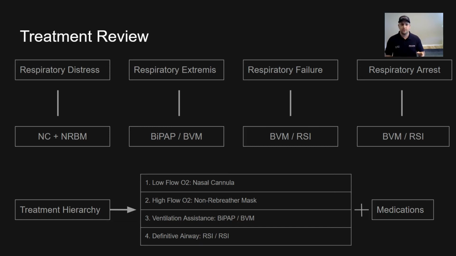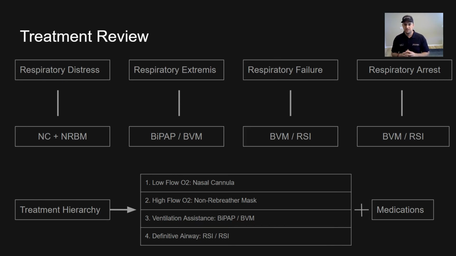What I want to point out here about the treatment hierarchy is all of these things really should be almost always conjoined with medications. I would say sometimes the respiratory distress on the very mild side of that, maybe just a nasal cannula or something like that will correct them. But generally speaking, we're going to be doing one of these 4 treatment hierarchy options with the medications. The medications are the key to reversing the problem that you're having here.